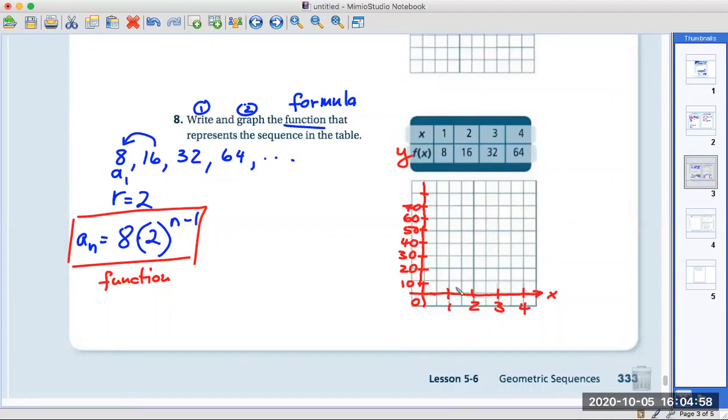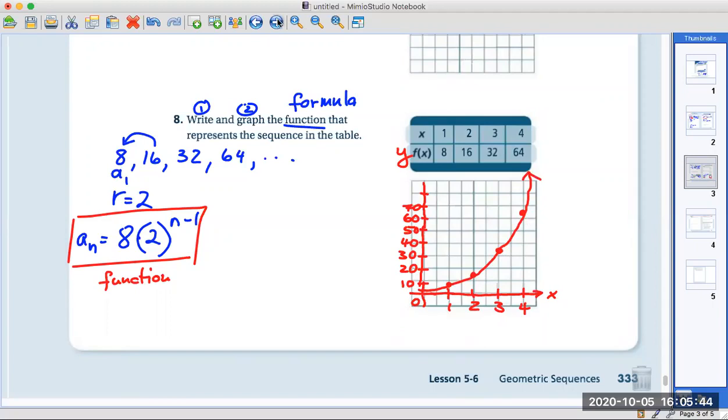So 1 goes with 8, 2 and 16. I'm estimating where it is, 3 and 32, 4 and 64. And then it keeps going steep. This is how the graph will look. It approaches the x-axis. It's an asymptote. I talked about that in the previous lesson. It'll never cross the x-axis or touch it. It'll never be 0. And then it takes off. So it's a smooth curve. It's not a straight line.